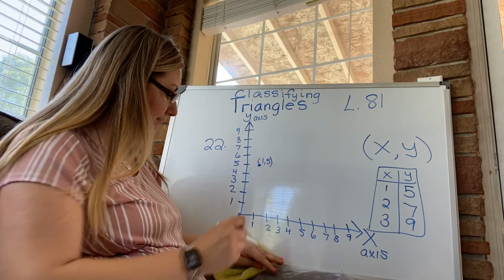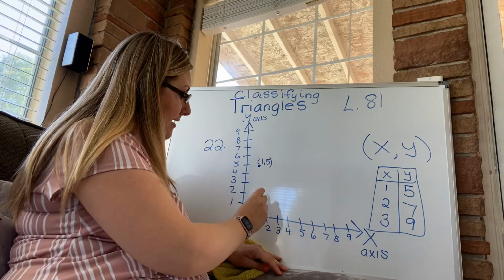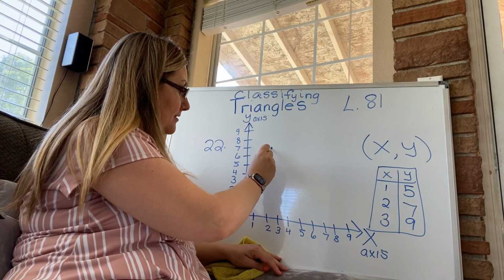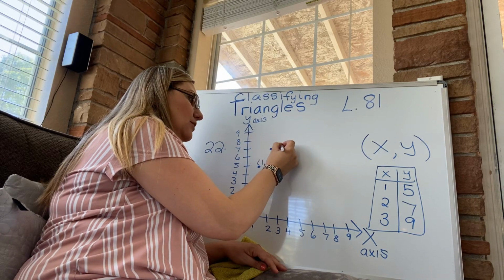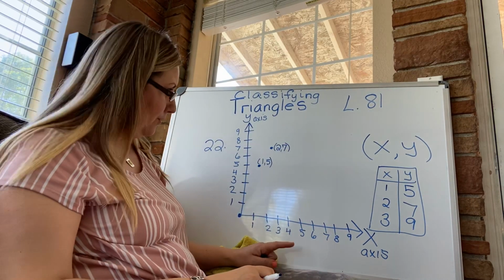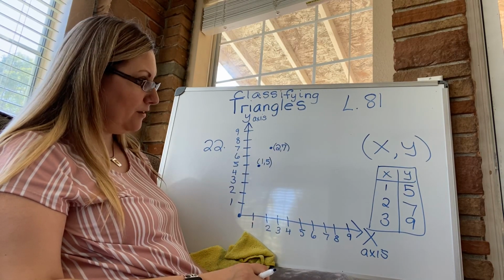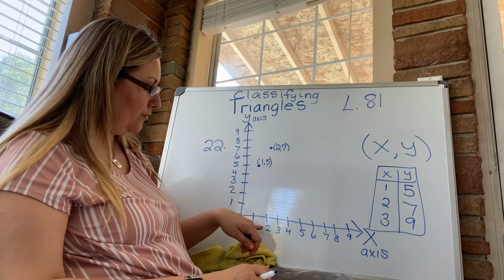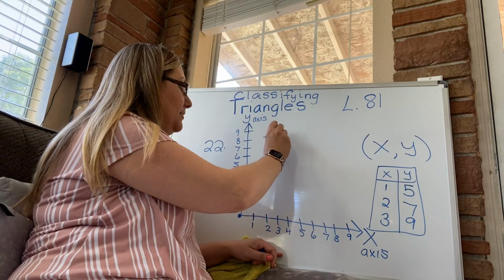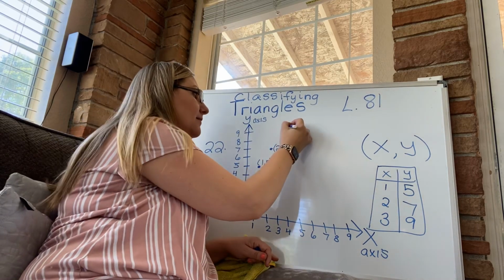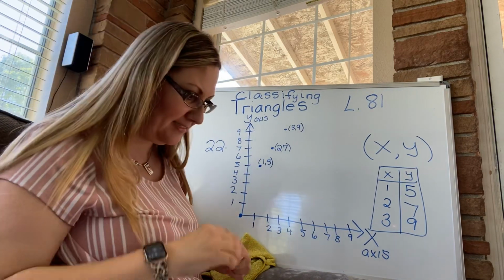Now let's do 2, 7. X is 2, so we go 2 to the right, and we go up to 7. And right here, we're going to label it. This is coordinate point 2, 7. Okay, now we go to our third ordered pair, which is 3, 9. So right 3, up 9, right here. There is 3, 9. And we have now graphed all of these.